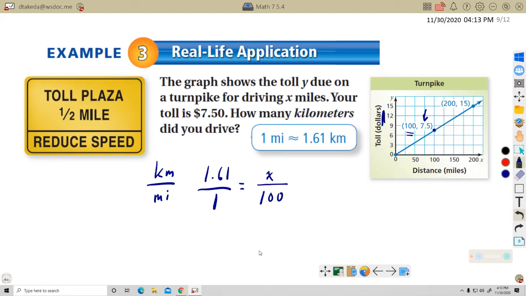Since there's 1.61 kilometers, this one you can almost do mentally. You don't have to do cross products here because I know that 100 is 100 times greater than 1. So x is going to be 100 times greater than 1.61, so x will equal 161 kilometers. That one's easy, mental math.